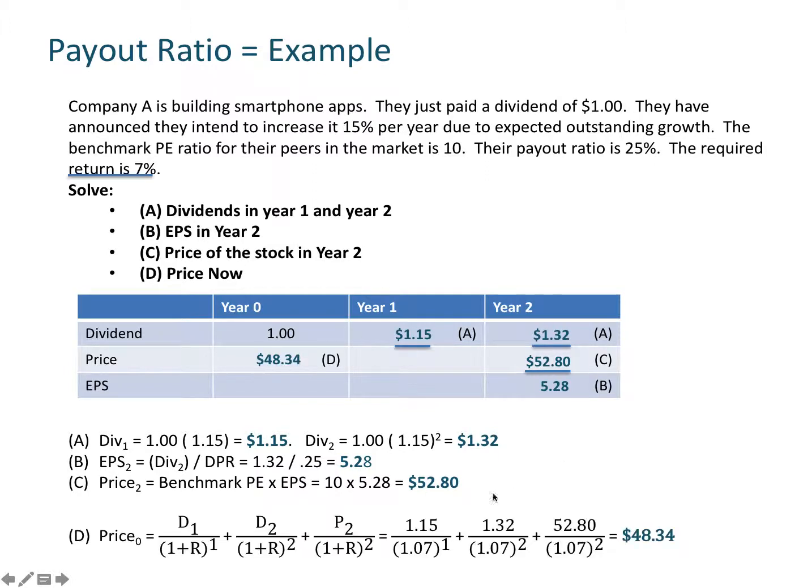And so our price in year 0, we've done a lot of times, we're just discounting all those cash flows back to year 0. So dividend 1 discounted by 1 plus R, dividend 2 by 1 plus R squared, plus that price over 1 plus R squared, right? So we have to discount all of those back, and that's $1.15, $1.32, plus $52.80, all discounted back, and that will give us our price of $48.34.